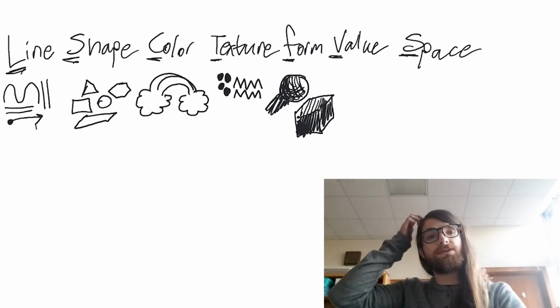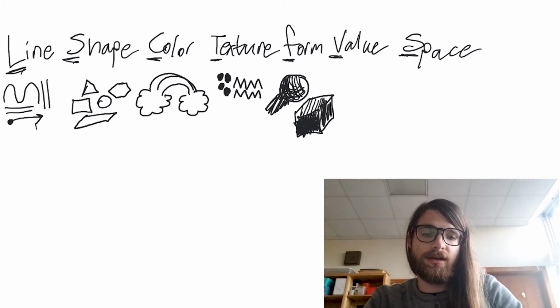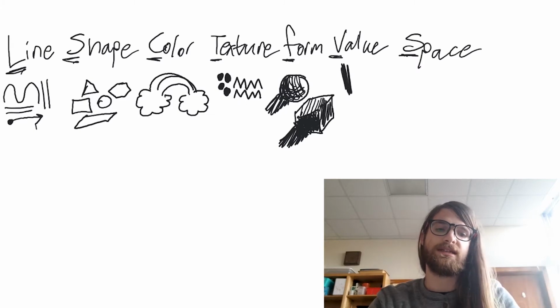So form is 3D shapes. And then we have value. So value, we're going to start really dark, and then we're going to go lighter and lighter and lighter and lighter, because value is about dark to light. The darkness and lightness. It's like shading.